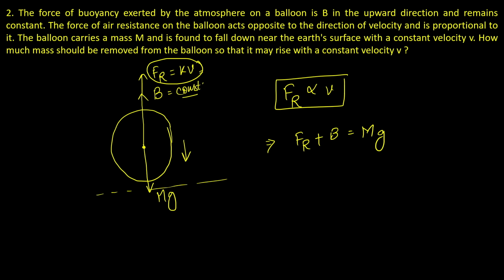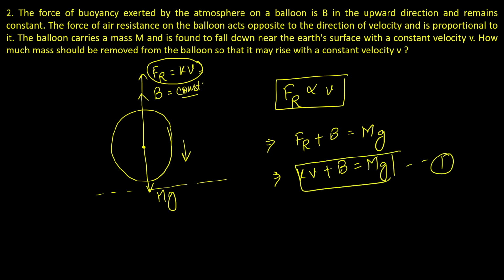The next thing is we need to make this balloon rise. And for that, we need to remove some mass from the balloon. And that's what this question asked, how much mass should be removed from the balloon. So let me write first this. This will be kv plus B is equal to mg. This is our first equation. This is k. After that, we need to remove some mass from the balloon according to the question.